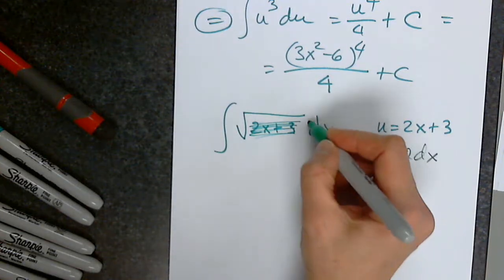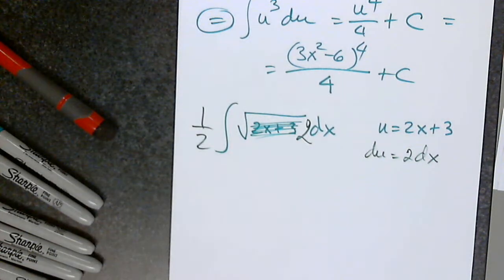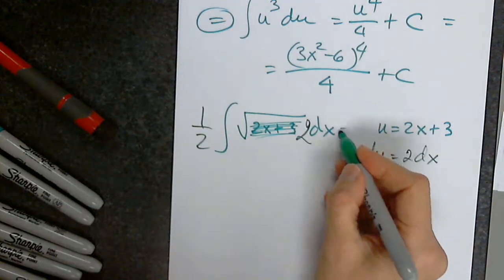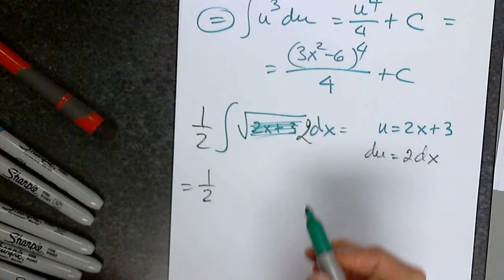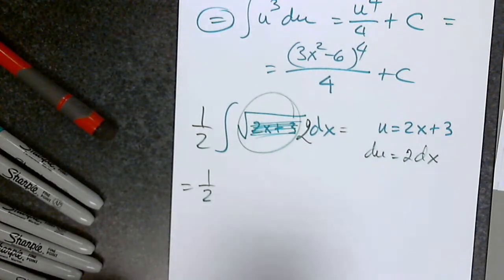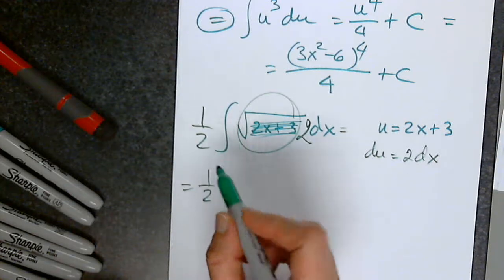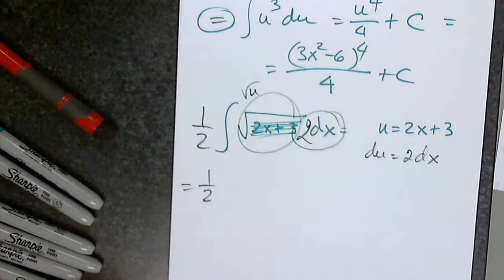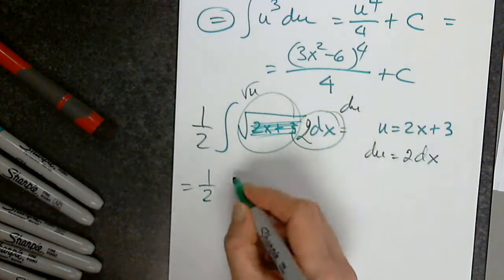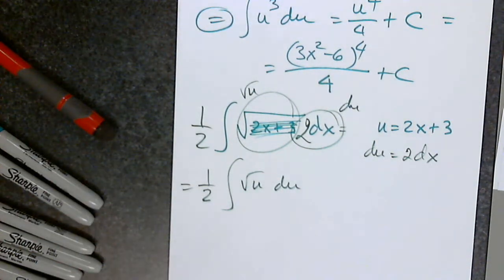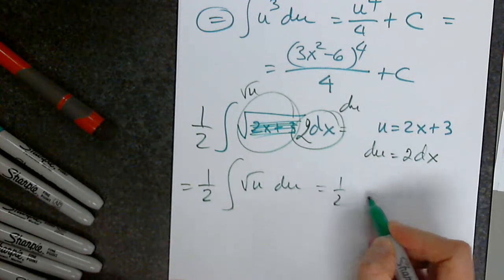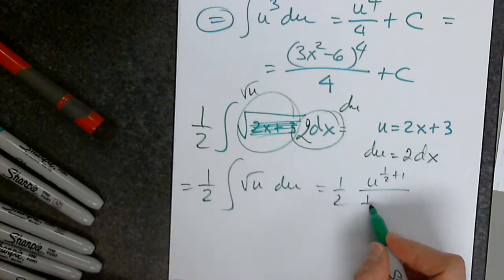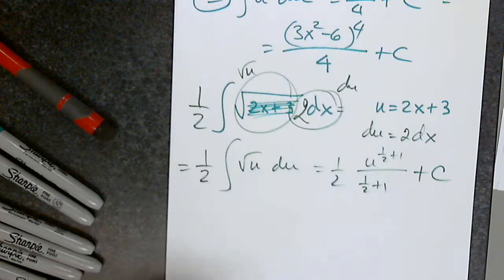So I don't have twice dx. Here's what I'm going to do. I multiply and divide by 2. Nothing happened. Multiplying by 2 and dividing by 2 doesn't change anything. 1/2 in front. What do I replace this by? Awesome. What do I replace this by? That's it. So this is the integral of the square root of u du, which is much easier to handle. It's u to 1/2 plus 1. So 1/2 times u to 1/2 plus 1 over 1/2 plus 1 plus a constant c.